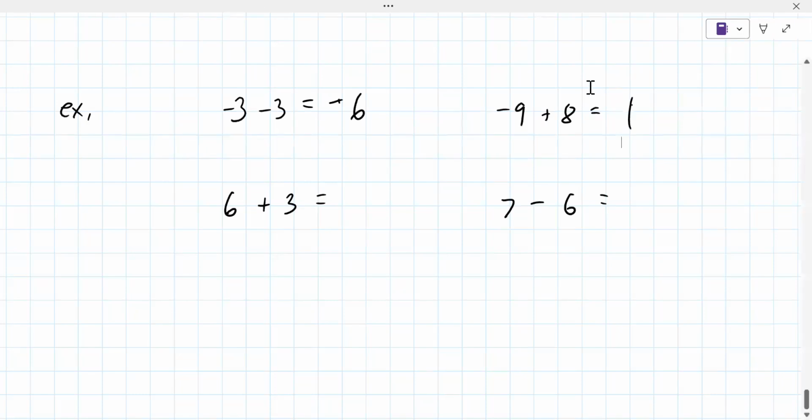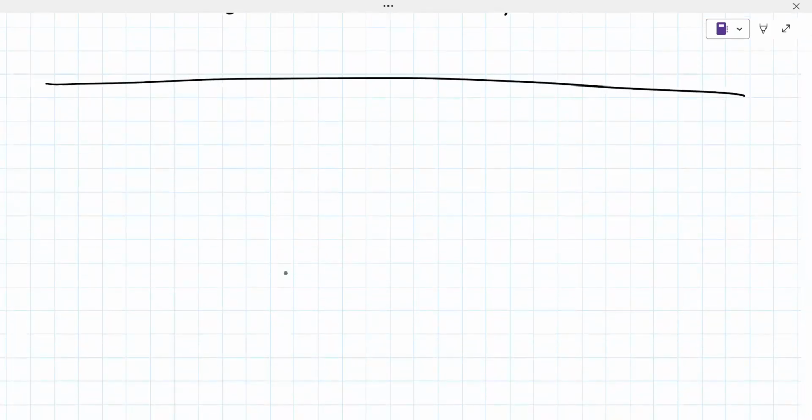Keep going. And then 6 plus 3 is 9. Good. And then 7 minus 6 is positive 1 again. Right, so this one up here is not correct. Go ahead and take another look at that, please. -1. Yeah.